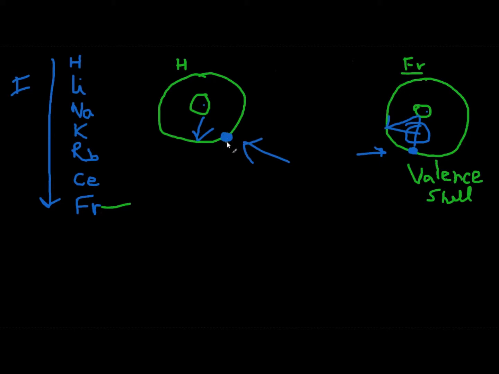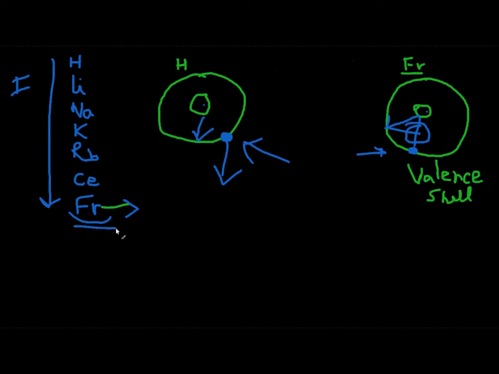So guys, as we can see, francium will have the least ionization energy. Now, in other words, I can say that it'll be easiest for the last electron to be ejected out of the valence shell in francium.